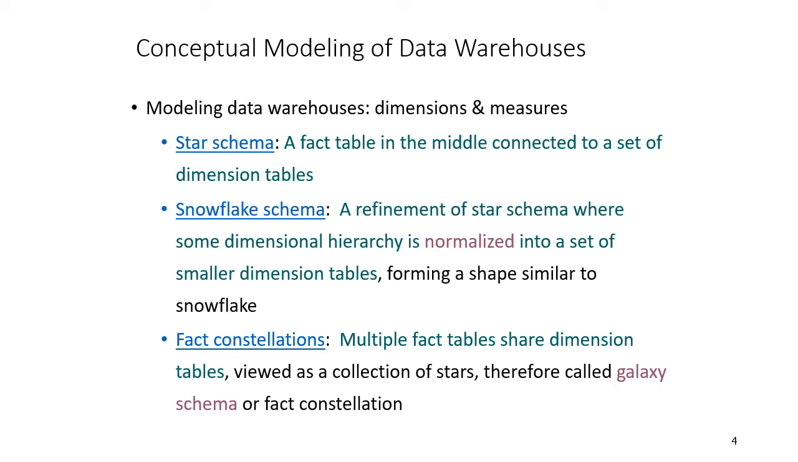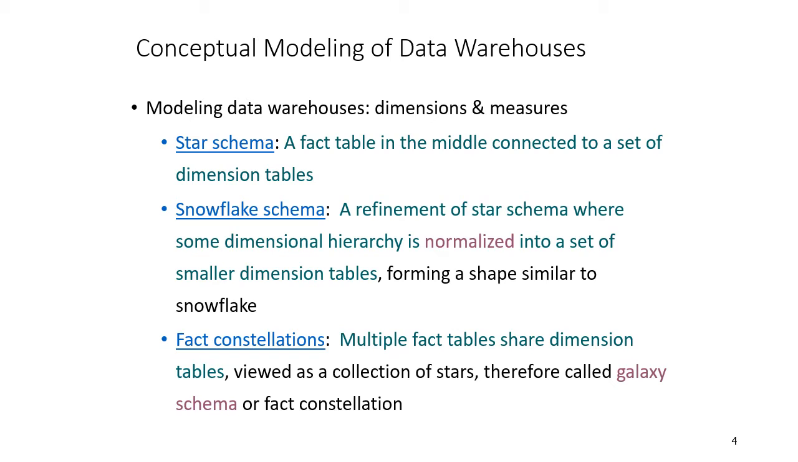Then the second is snowflake schema, which is basically a refinement or improvement over star schema. It is similar to star schema, but the basic difference is that the dimension tables in the snowflake schema are further normalized, which is not the case of star schema.